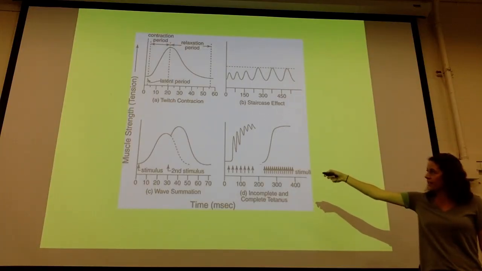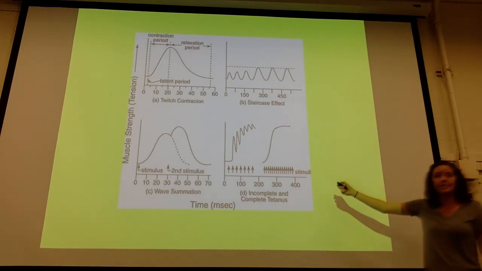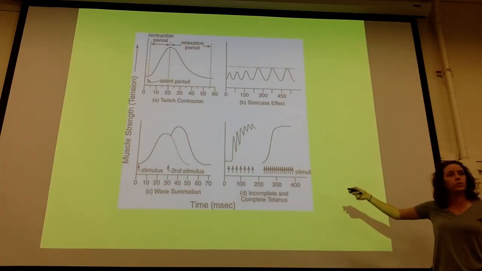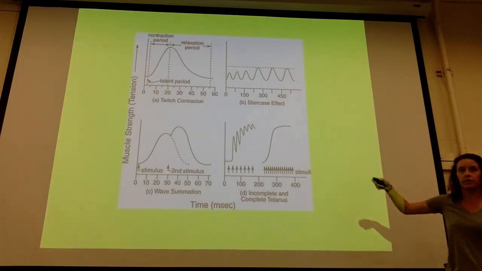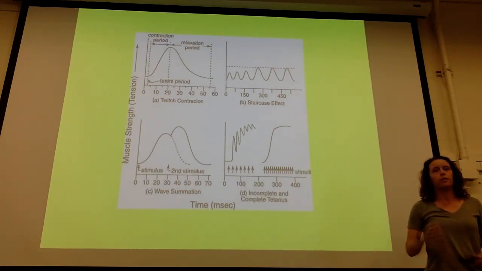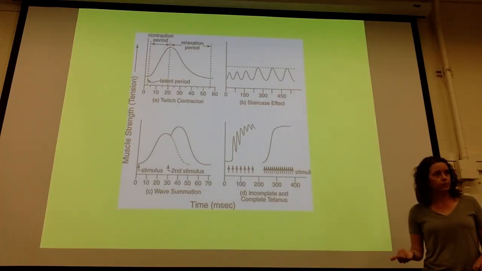If we get our second stimulus in before the muscle completely relaxes, then we can build tension greatly. And if we're receiving action potentials so quickly that the muscle never starts the relaxation phase, then we're able to build up the most amount of tension. Takeaway point here is the more frequently we receive the action potential, so the more the muscle fibers are firing, the more tension we can produce.